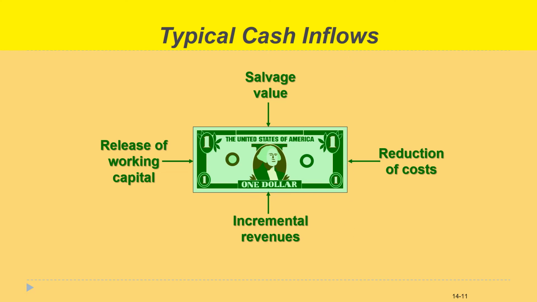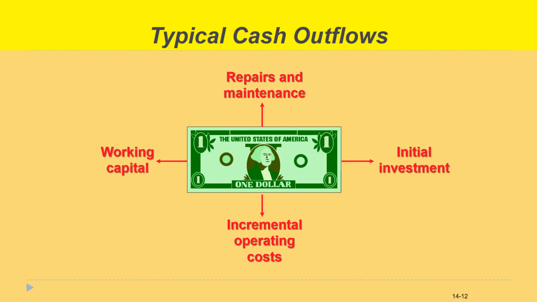Expenditure. The cash outflows, we have repairs and maintenance first. And again, that can come from working capital, where you inject cash into it to pay for repairs and maintenance and any form of working capital as well.